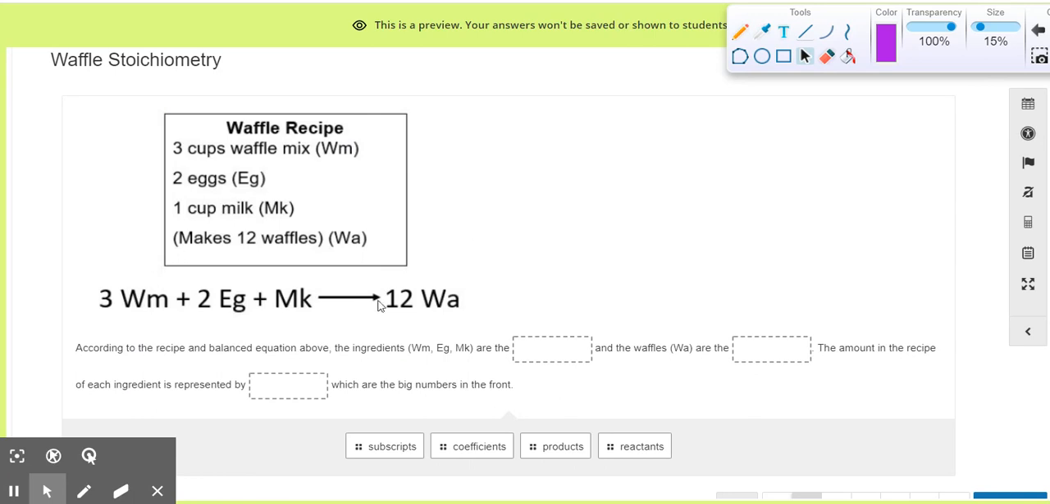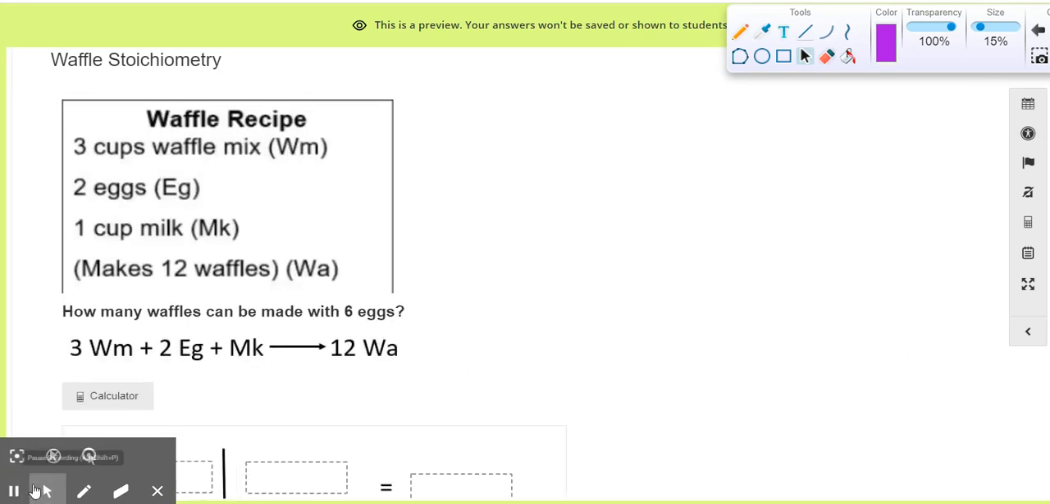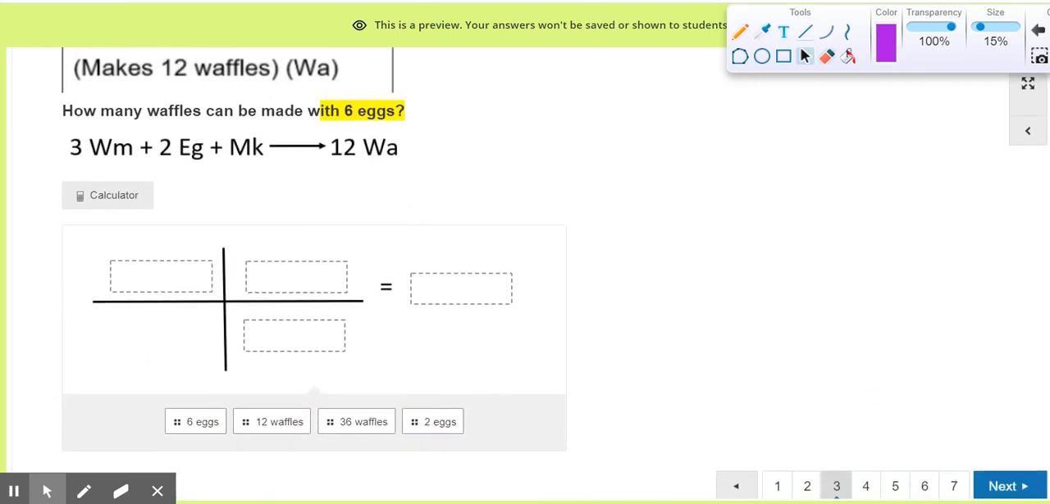On this question, make sure you take note of what we just talked about. I did still include our little waffle recipe, so you can see that that's where the coefficients are coming from. Now we have the question that is asking, how many waffles can be made with 6 eggs? We know that's not what the recipe is specifying. It's saying we have this much available, so how many could we make if it was just based on the eggs number? We're going to see how that plays a role in limiting reactants in a few.